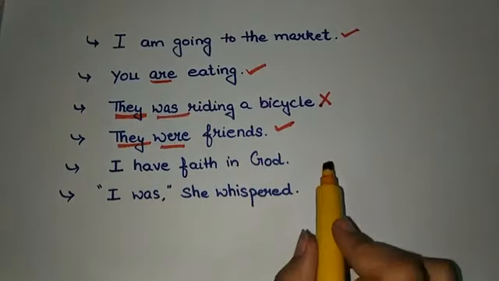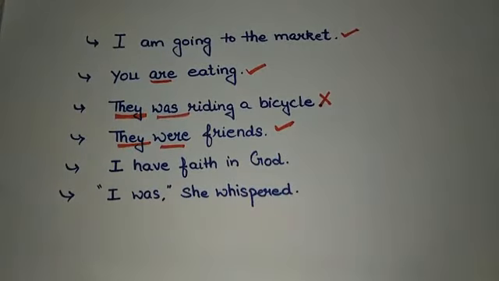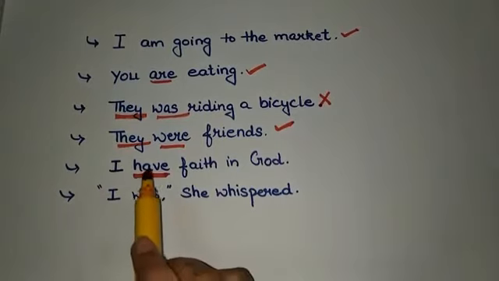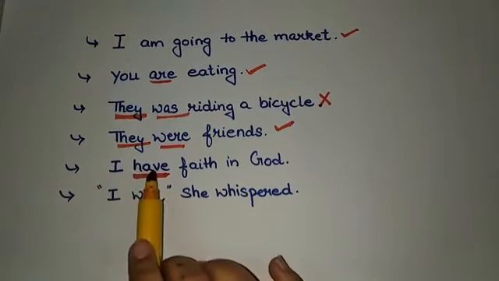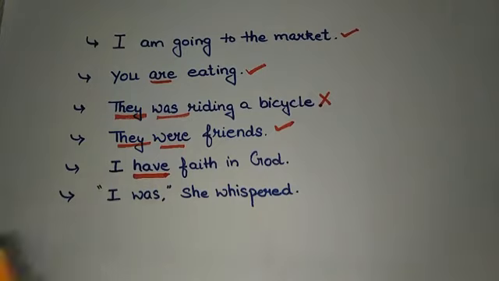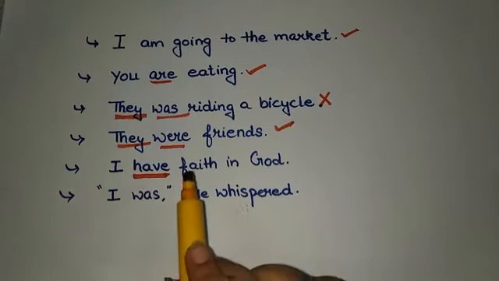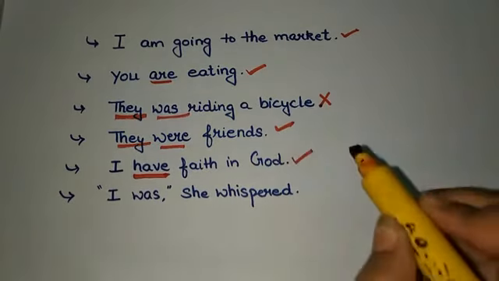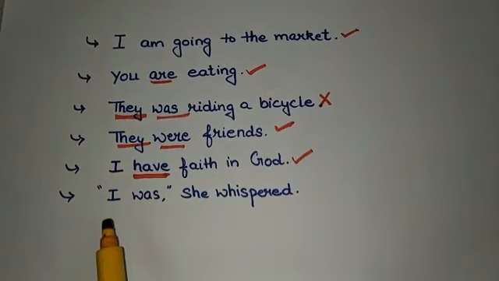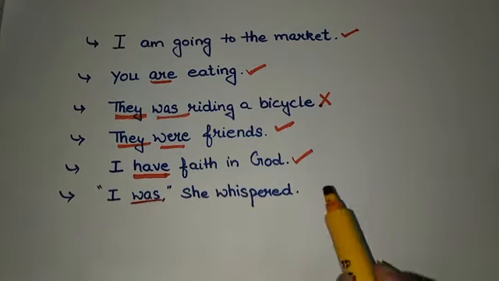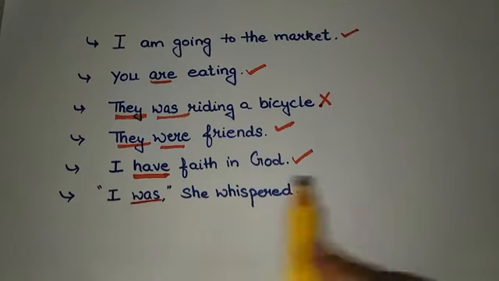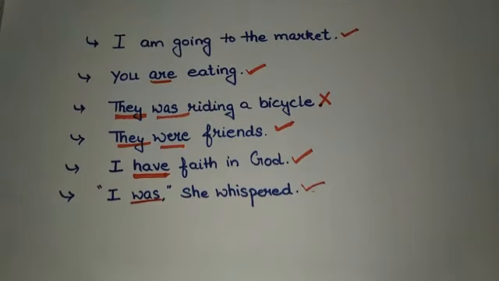I have faith in God. Here I want to draw your attention. As I told you, can you see that I am using have with I? Okay, so excluding am and was, we use plural verbs with I. So I have faith in God is a correct sentence. Next is I was, she whispered. Okay, again this is the case of I, and was being singular, we are using was with I. So this is also correct.